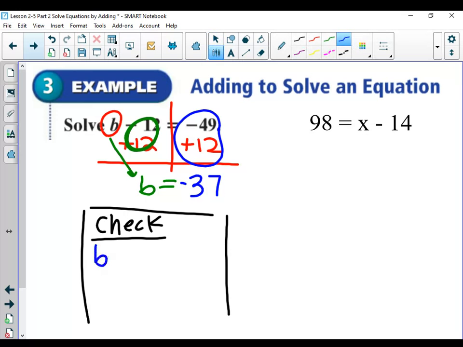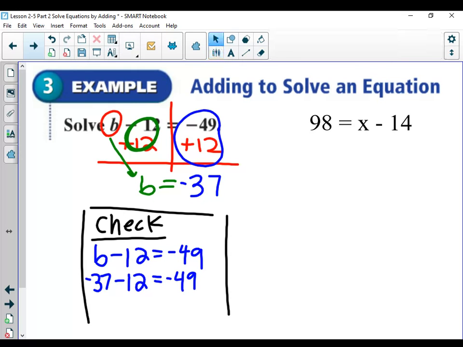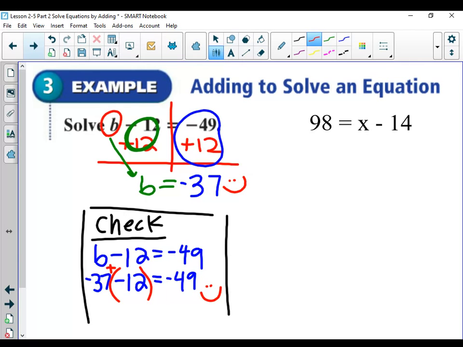It used to say b minus 12 equals negative 49. Now it says negative 37 minus 12 equals negative 49. Well, if you add 37 negatives and 12 negatives, you do get 49 negatives. Yay! You know what that means? This answer is correct. You don't have to wait for me to send you a private message on what is correct or not correct in your paper, because you will have already checked.